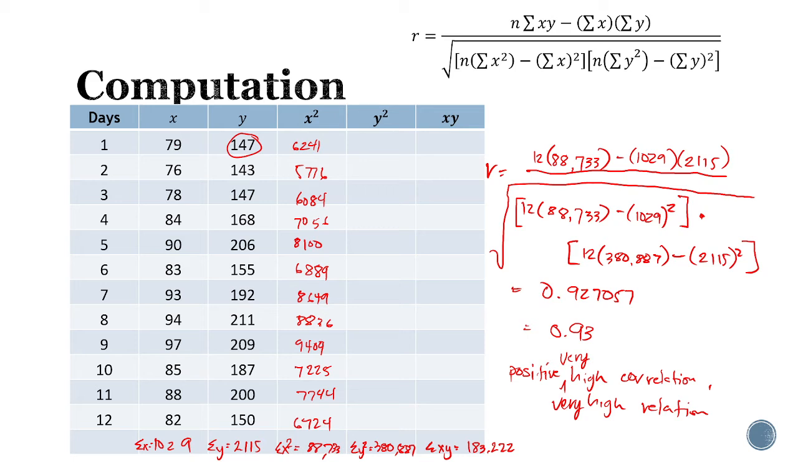Or pwedeng the other way around. Ano kaya yung temperature kung ang mangyayari ay 100 lang yung magiging sales nung ice cream shop natin? So paano na kaya natin gagawin yan? Ay, ice cream ba to or shake? Shake yata ito. So we will be using this linear regression.